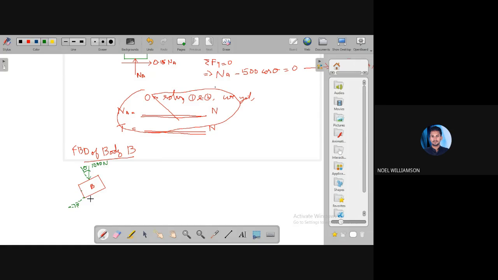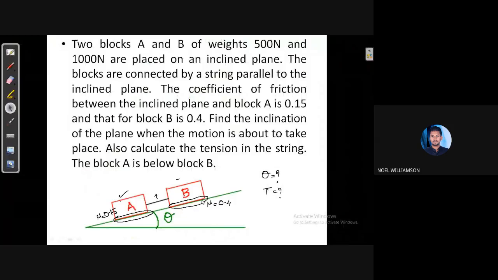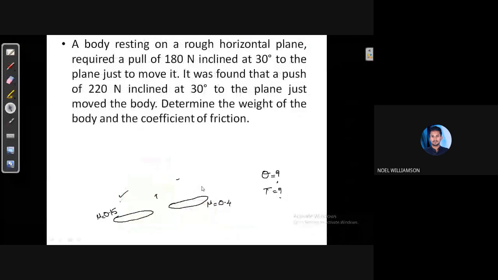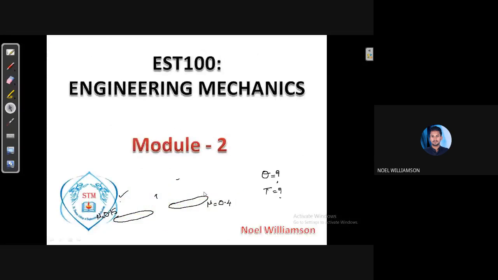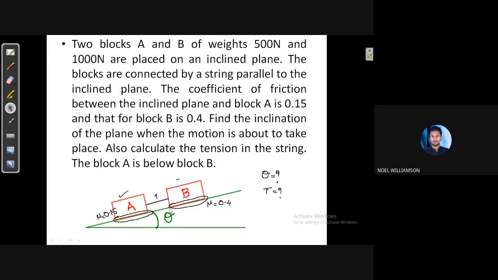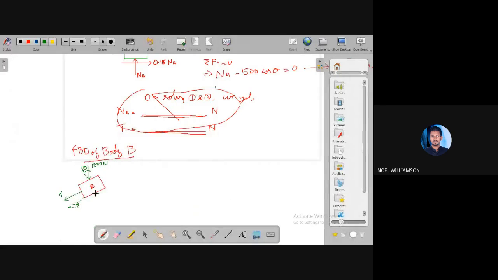Now the tension acting outwards, this is also T. Then the normal on the surface, that is here there is a contact surface, so here there will be a normal and also a friction. So you can represent it as NB.